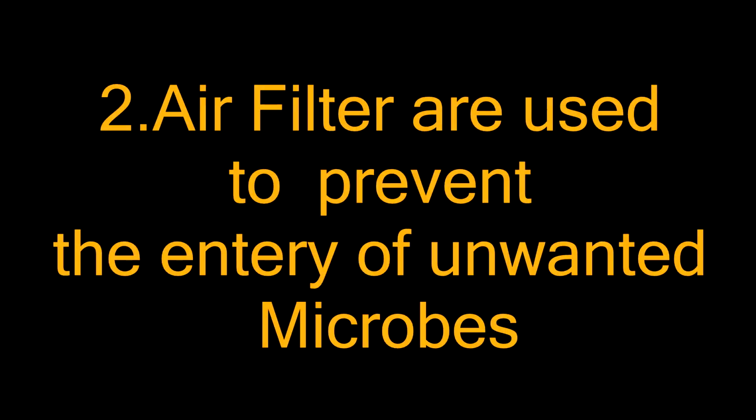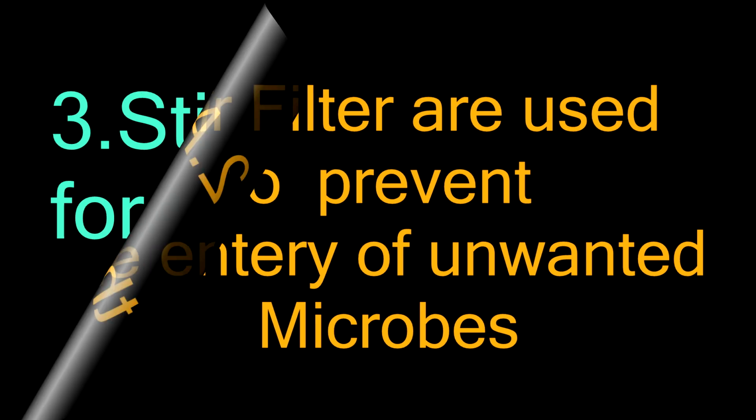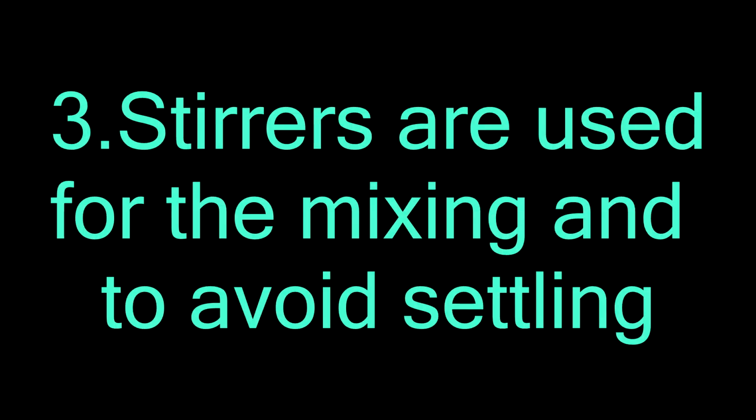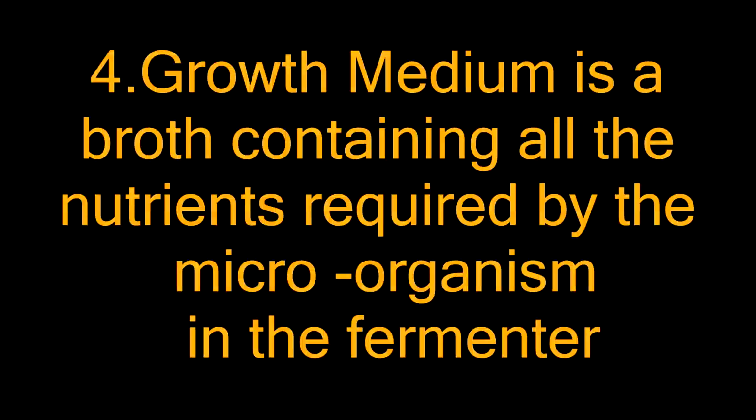Number 1. Water jacket. It's to maintain the optimum temperature so that enzymes can work at their best. 2. Air filter is required so that no pathogen or unwanted microbes can enter the fermenters. 3. Stirrers. They are used to mix all the ingredients properly and to inhibit settling. 4. Growth medium provides all the nutrients required by the microorganisms in fermenters.